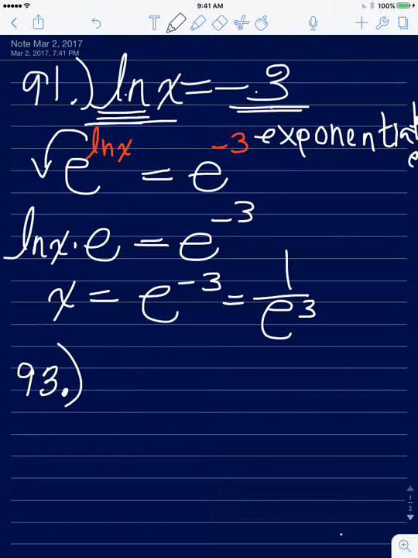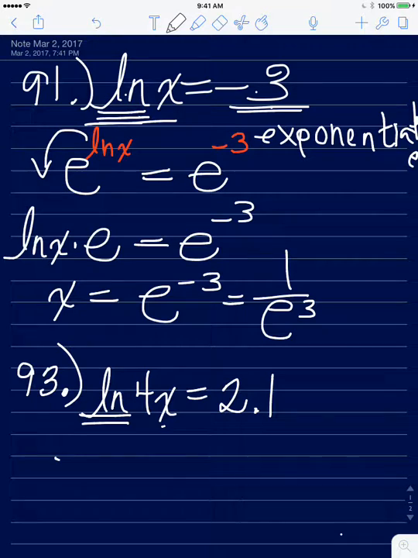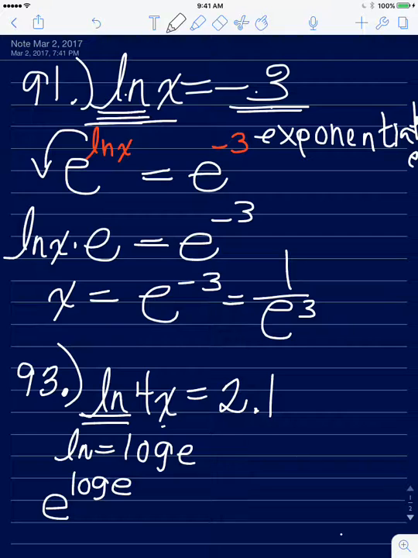93. The natural log of 4x equals 2.1. Okay, the natural log of 4x equals 2.1. All right, well, what is that? I want to get x by itself. So I have to get rid of this natural log. How do I get rid of the natural log? Well, just like I said in the problem we did, but let me just take this a step further. The natural log is really log base e, right? And we know that e raised to the log base e is equal to 1.